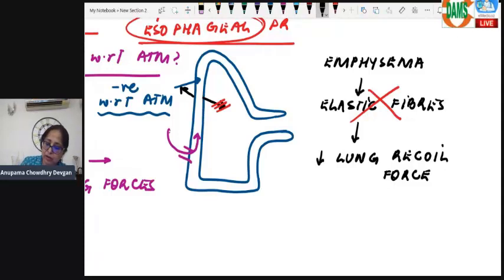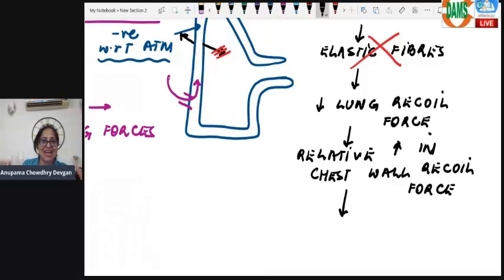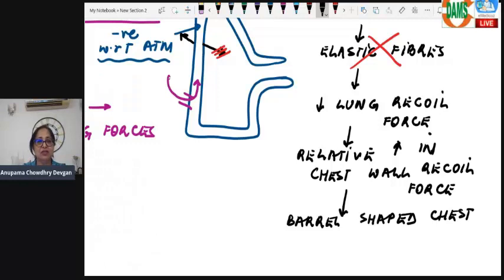If the lung recoil force decreases, there is now a relative increase in the chest wall recoil force. So what is the shape of the chest in emphysema? Barrel chest, barrel-shaped chest, because the elastic recoil of the chest wall, which is towards the outside, is relatively more. There is a decrease in the lung recoil force, which causes a relative increase in the chest wall recoil force, giving rise to a barrel-shaped chest.